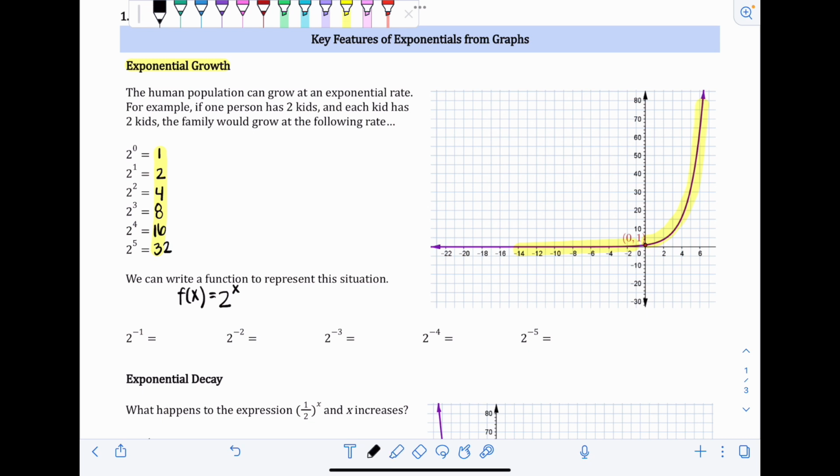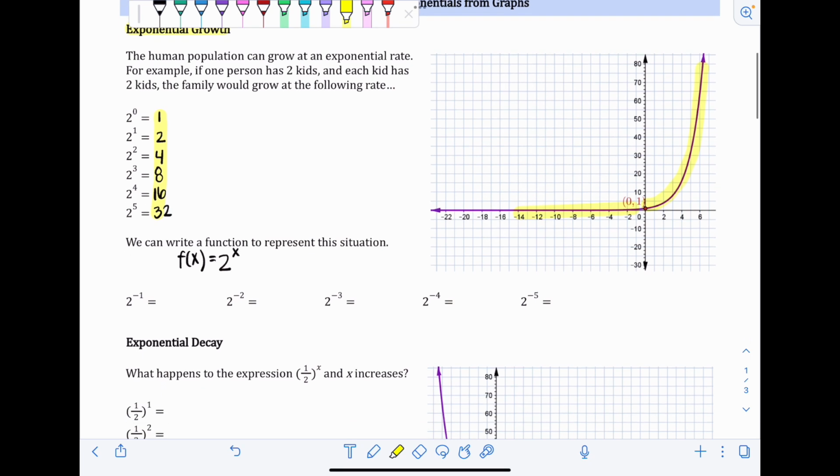So right here, 2 to the negative first power. When you have a negative exponent, you actually have to take the reciprocal of the base. In this case, the base is 2. So this would become 1 over 2 to the first power, or just 1 over 2, since 2 to the first power is just 2. And then for 2 to the negative second, it would become 1 over 2 to the second power, or 1/4.